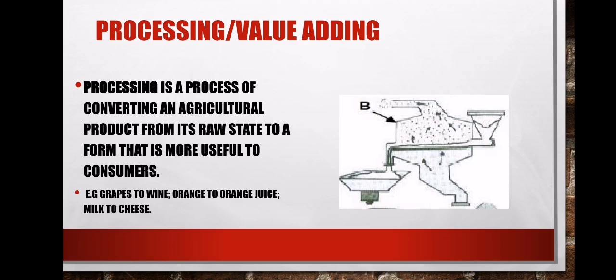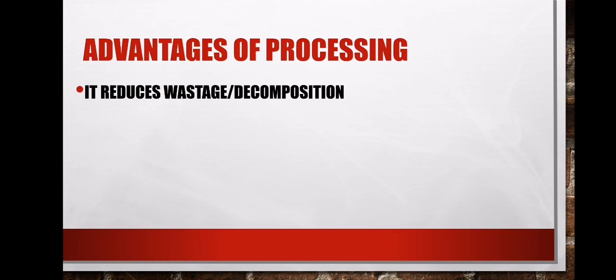But good people, it's very important for us to understand the advantages of processing. Remember, we say processing, changing the raw agricultural product to a more useful product. And when we change this product, maybe we can change it in a processing factory. Let us check, what are the advantages of processing? One, it will reduce the wastage or decomposition. Let's say you see that these grapes of yours, or these orange fruits of yours, are now getting spoiled. So what you do, you can decide to reduce the wastage of these oranges by processing them, by changing them from their raw state, which are the orange fruits, to an orange juice. So one of the advantages: reduces wastage.